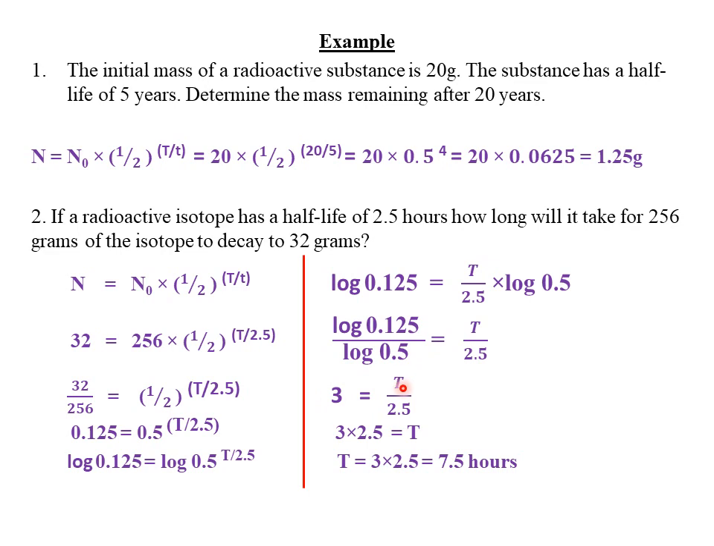Therefore, if you take log 0.125 divided by log 0.5, the answer will be 3. Therefore, 3 is equal to t over 2.5. Multiplying both sides by 2.5, I'll get t being equal to 3 multiplied by 2.5. Therefore, the total time taken will actually be equal to 3 times 2.5, which gives us 7.5 hours.